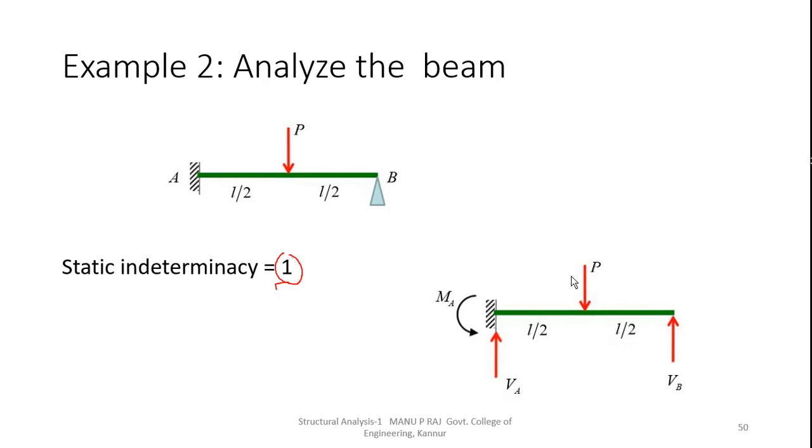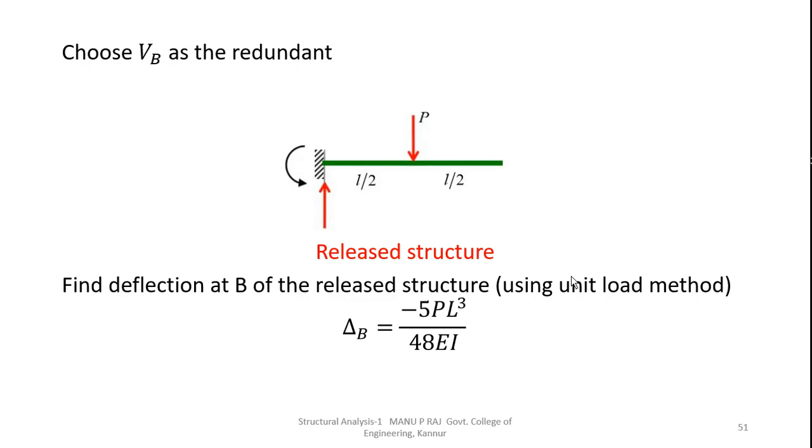The applied load is P. Now choose Vb as redundant. So we removed Vb. Now draw the released structure with the applied loads. Find out delta B. Delta B means the deflection at B.